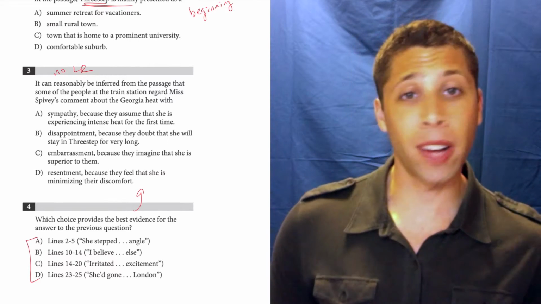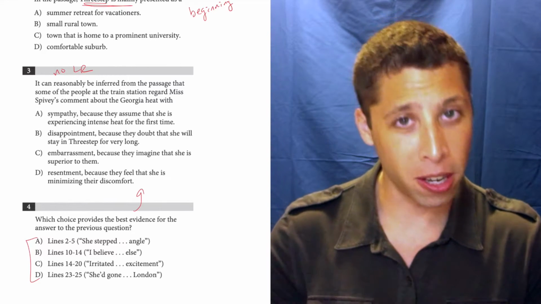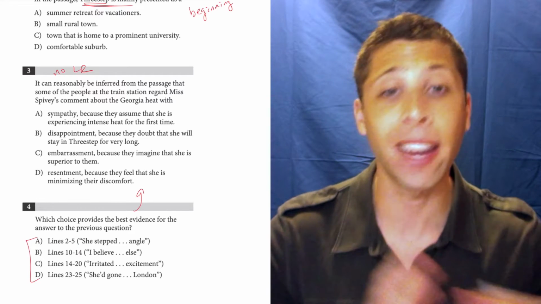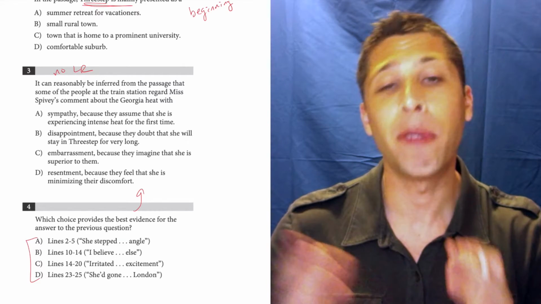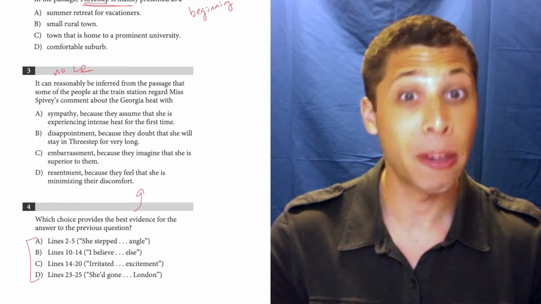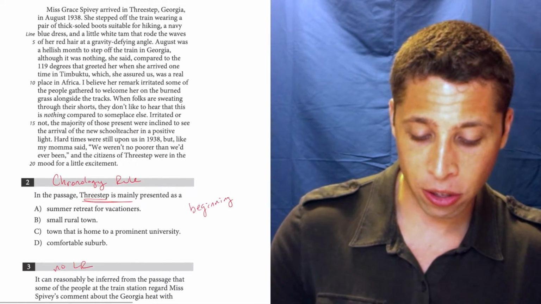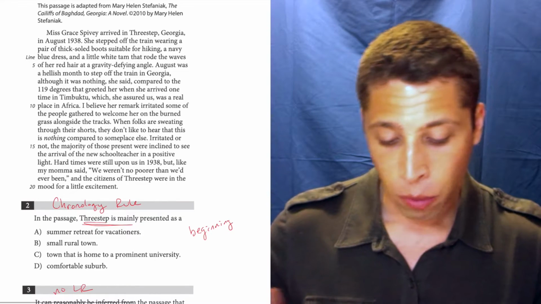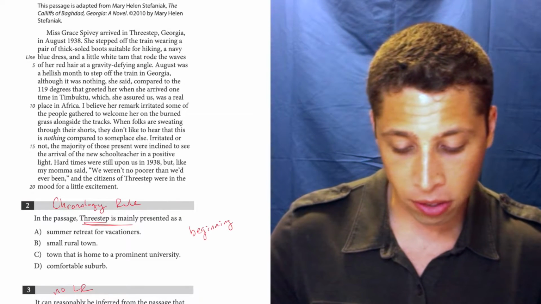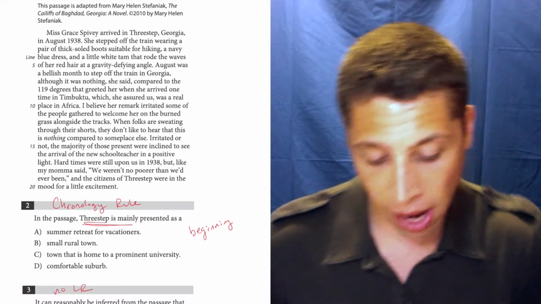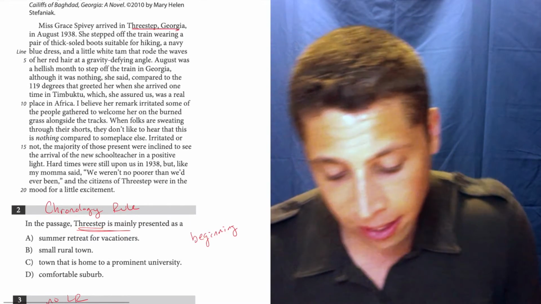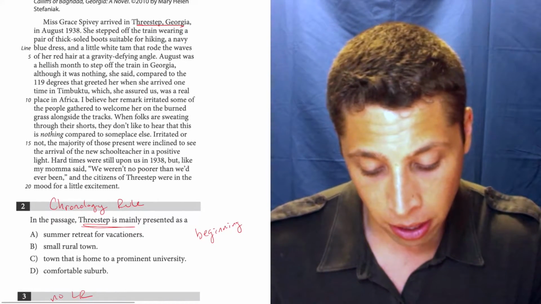And look, if we don't find the answer, we can always pause this question and come back at the end after we've done all the others. We might get the information we're looking for by doing all the other questions. But in this case, I don't think we need to do that. So if we look, we see that we're talking about this Miss Grace Spivey who's arriving in 3 Steps. So we want anything that gives us some information about 3 Steps.